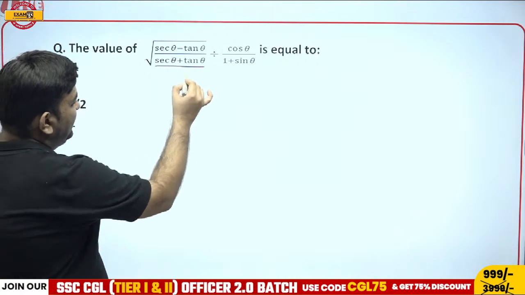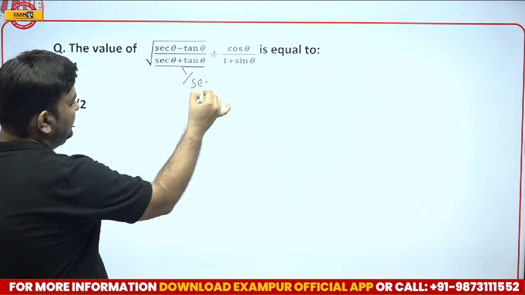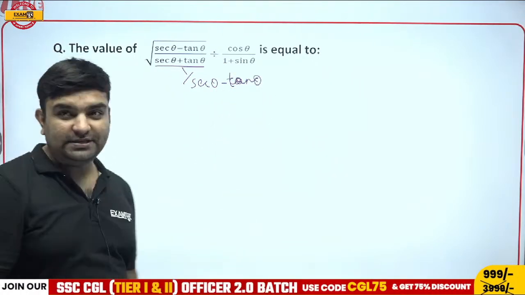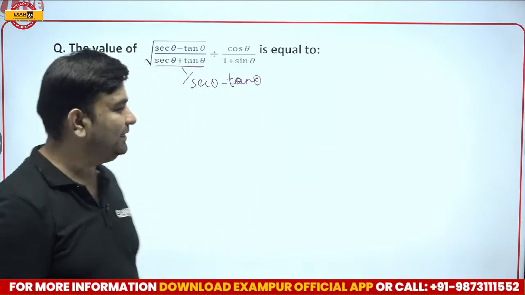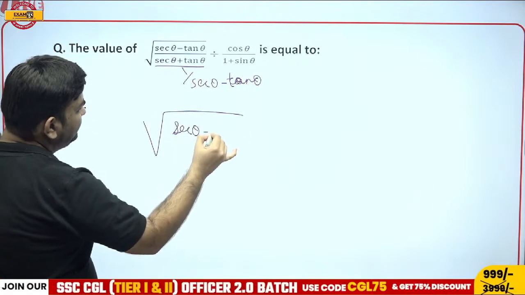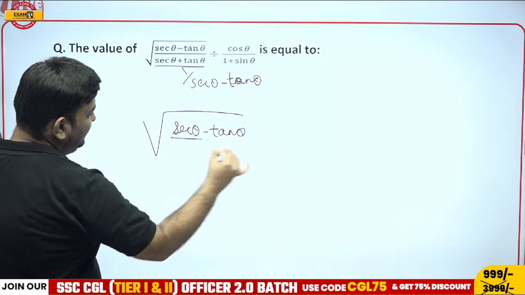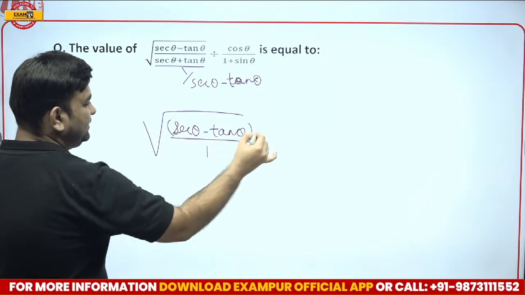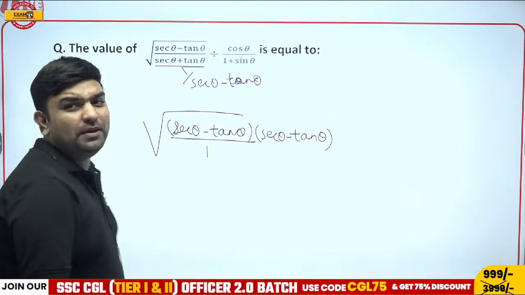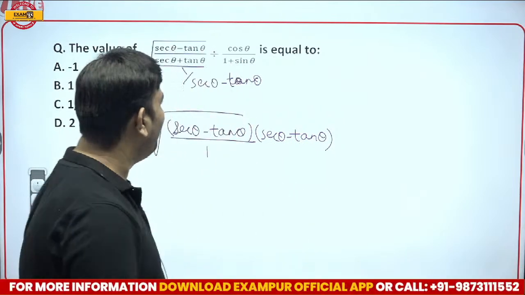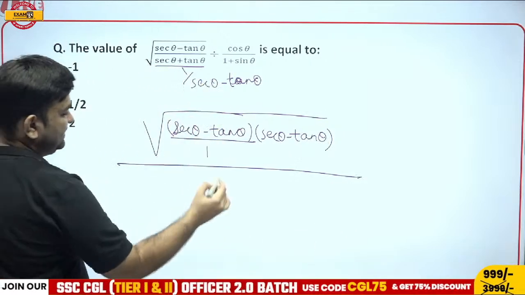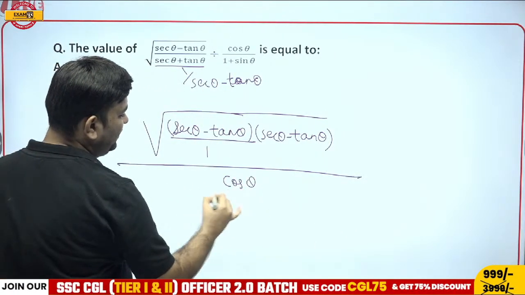Sec theta plus tan theta can be written as 1 upon sec theta minus tan theta. So basically what I'm doing is writing this as 1 upon sec theta minus tan theta. So the problem got simplified. Problem is over. What is this? Cos theta over 1 plus sin theta.